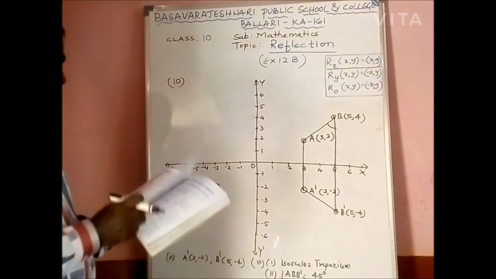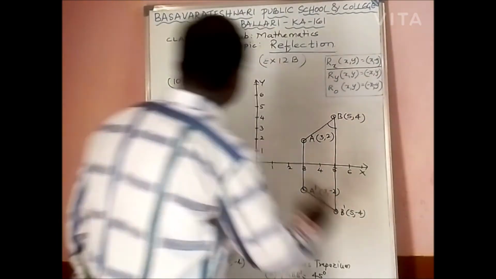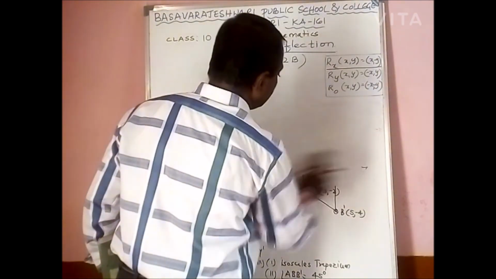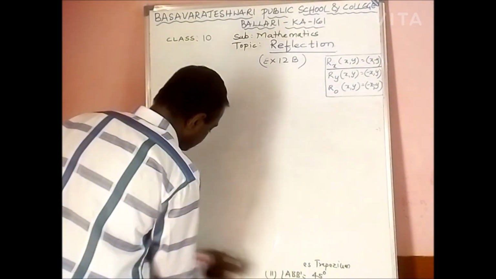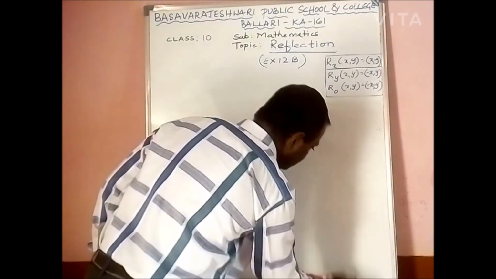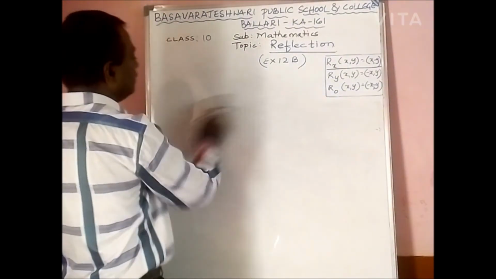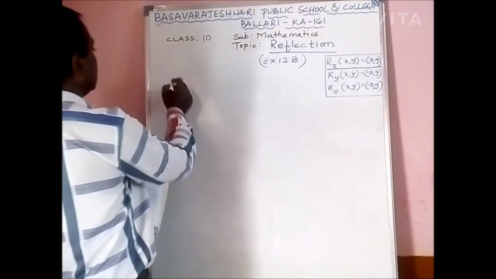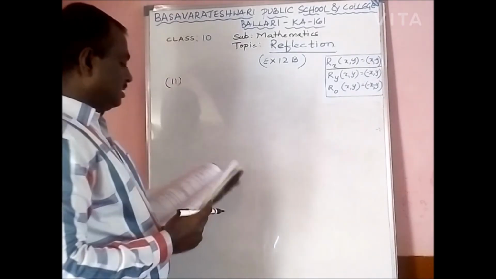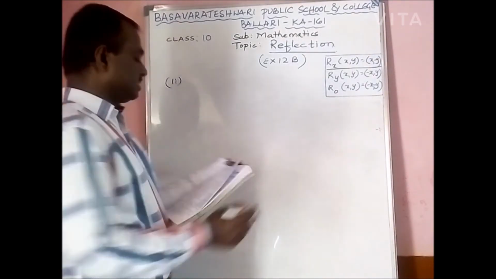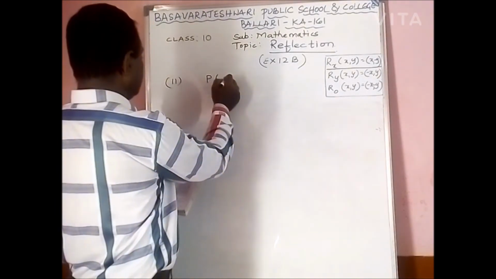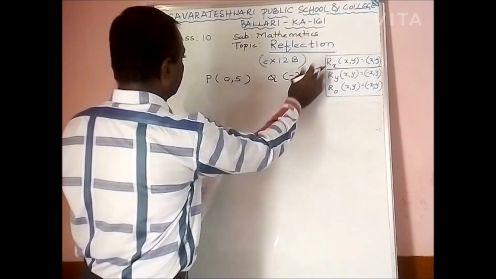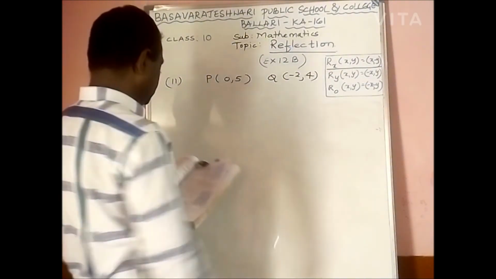We move on to the next question, question number 11. Points P and Q have coordinates. They are given the coordinates of point P as 0, 5 and Q as minus 2, 4. First question.